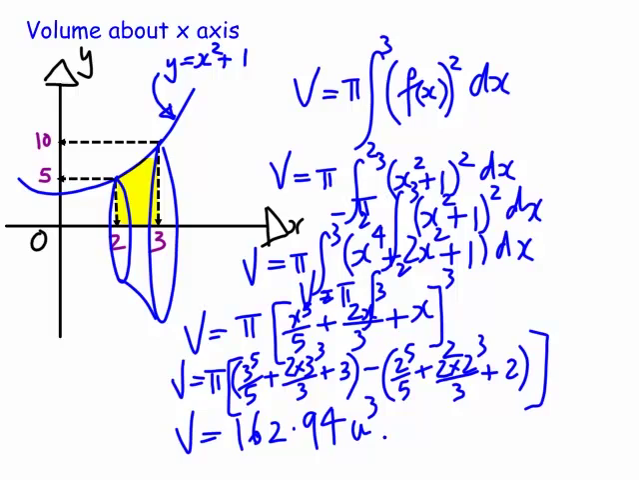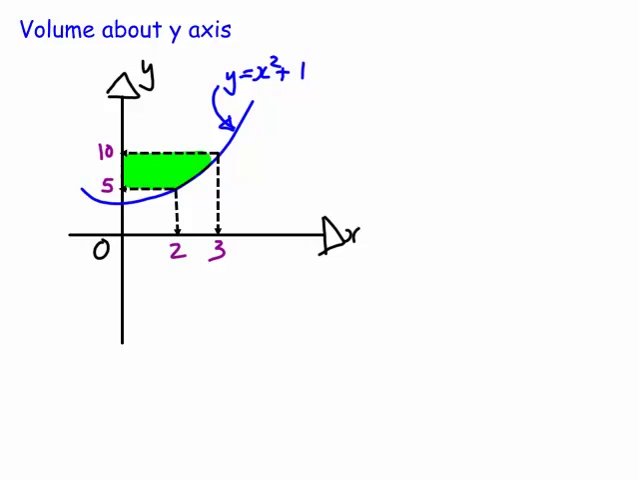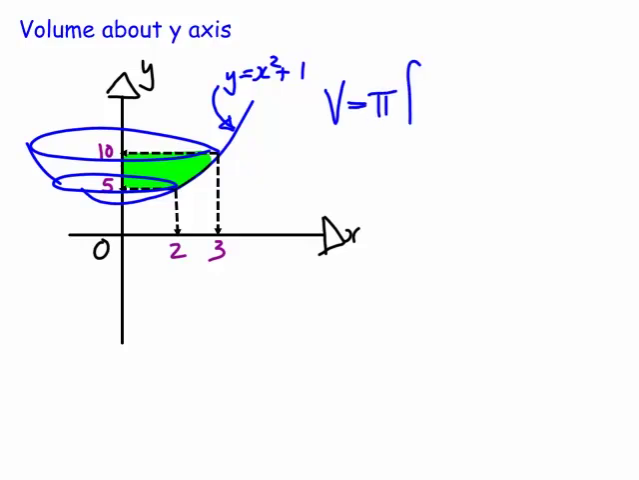Let's have a quick look at the volume about the y-axis. You can see this green area now has to be rotated around the y-axis. It'll look something like a bit of a bowl. When we're rotating about the y-axis, the formula is again circles: pi, integrate between 5 and 10. Now the radius is f of y. Sometimes people say the x value, but I like to keep the variables the same in the integrand, dy.